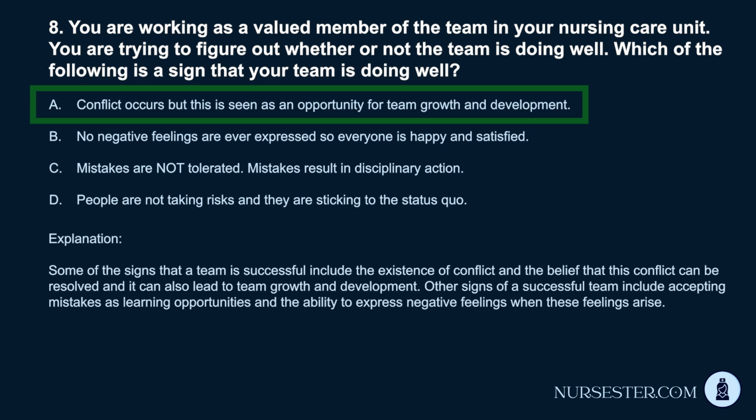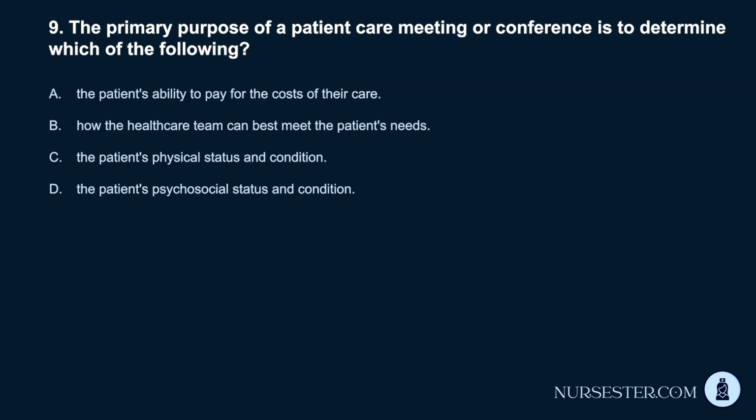Some of the signs that a team is successful include the existence of conflict and the belief that this conflict can be resolved, and it can also lead to team growth and development. Other signs of a successful team include accepting mistakes as learning opportunities and the ability to express negative feelings when these feelings arise.